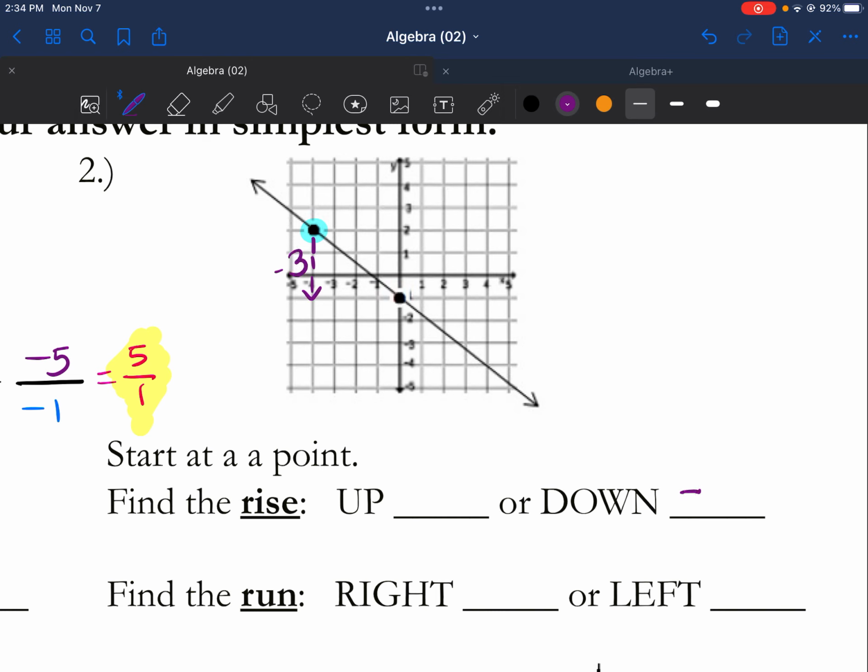So we know it's at -3 because we went down. We did not go up. And then we're running to the right. 1, 2, 3, 4. +4 because right is positive. We did not run left.